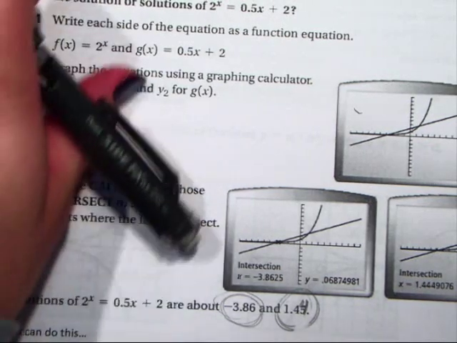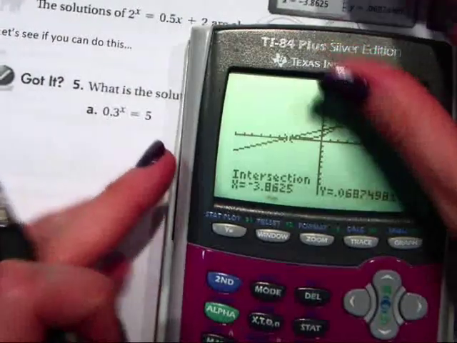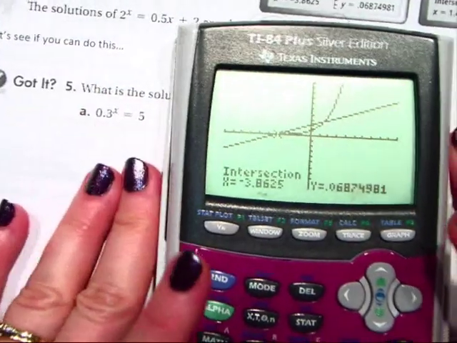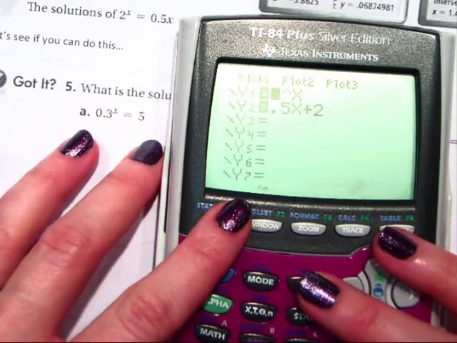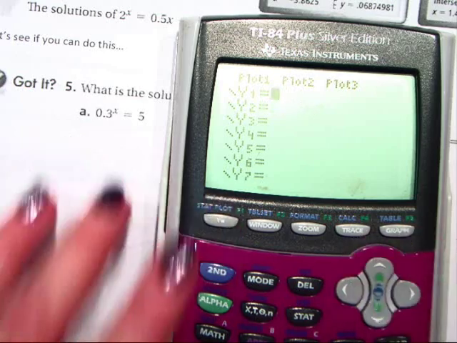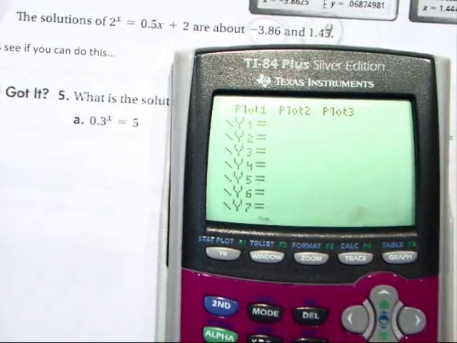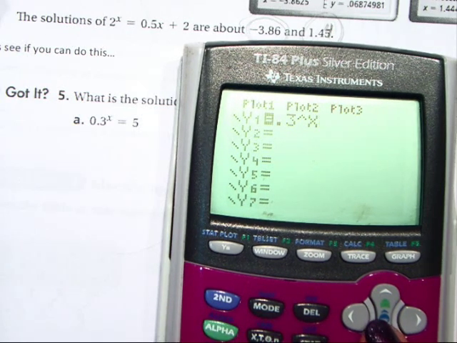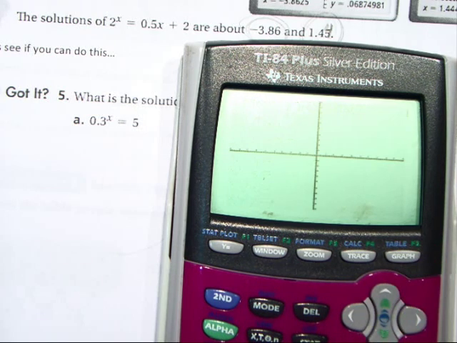So let's try this on your calculator. This might be something good for you to practice when you come to school tomorrow. Okay, just take a look. If you don't want to watch a video, you want to wait till you can watch it tomorrow in class, that's fine, but if you want to take some notes, here we go. You hit y equals, you clear anything out that you can, you hit the clear button. You type in your first equation, 0.3 to the x power. You type your second equation, 5, and you hit graph.